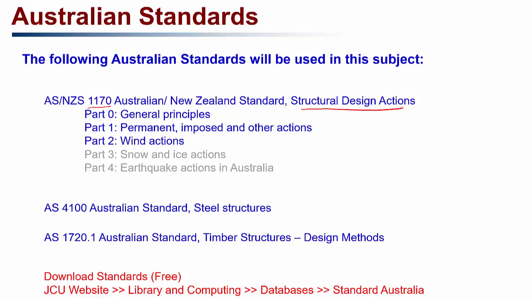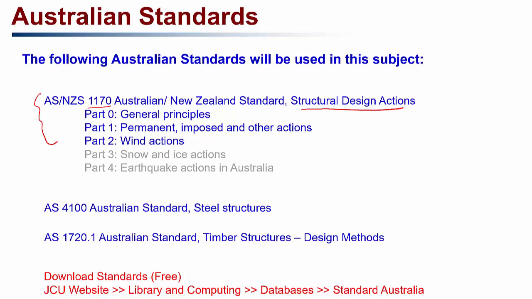It has different parts from part 0 to part 4. Part 0 is for general principles on how to calculate the structural design actions, the loads. Part 1 deals with the dead load, permanent load, and other actions, and the live load. Part 2 deals with the wind action. Part 3 deals with the snow and ice actions. And part 4 is for earthquake loading in Australia. But for this subject, we are mainly concerned with three of them, that is part 0, part 1, and part 2.